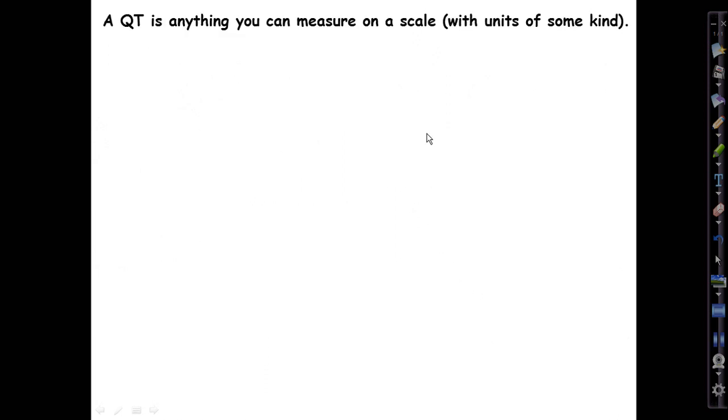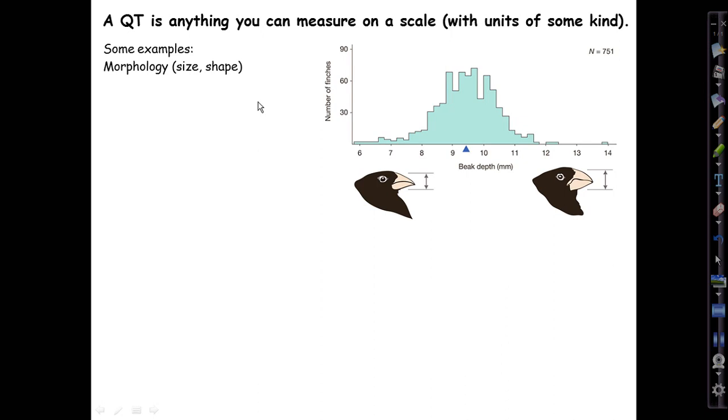So what is a quantitative trait? Let's first deal with that. It's absolutely anything that you can measure on a scale with units of some kind. And yes, you can make them up. Some examples. Much studied, of course, are morphologies like human stature and other measures of size or shape of anything.